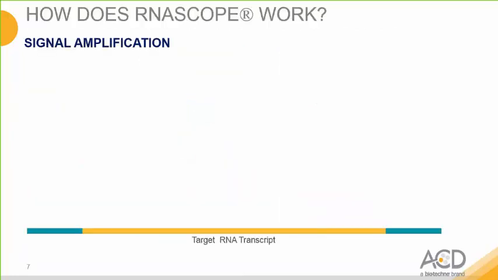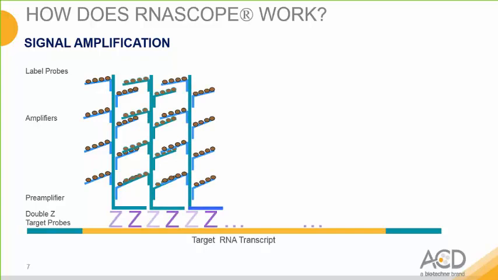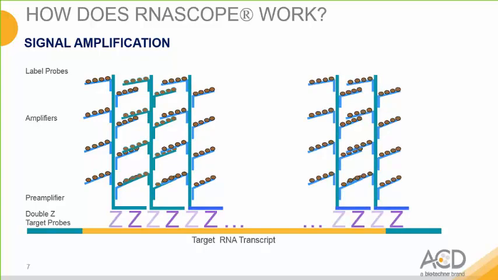So how does the signal amplification work? You have your target transcript, the probes are added, and the double Z's land adjacent to each other. The pre-amplifier will then bind to the top region, which is the 28 bases, and each amplifier will then serially have 20 amplifiers bind to it. On each amplifier, there are theoretically 20 labeled probes. So we see 20 Z pairs with 20 amplifiers and 20 labels, which is theoretically 8,000 labels per transcript.